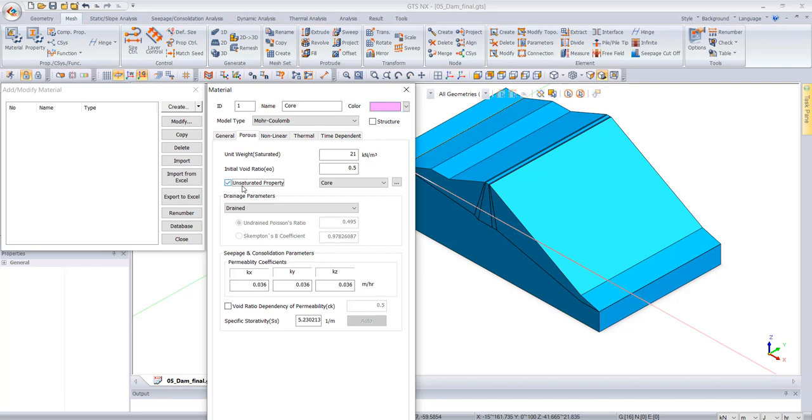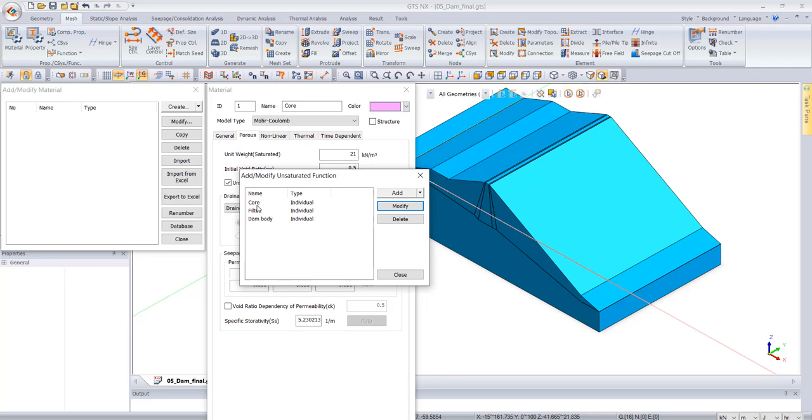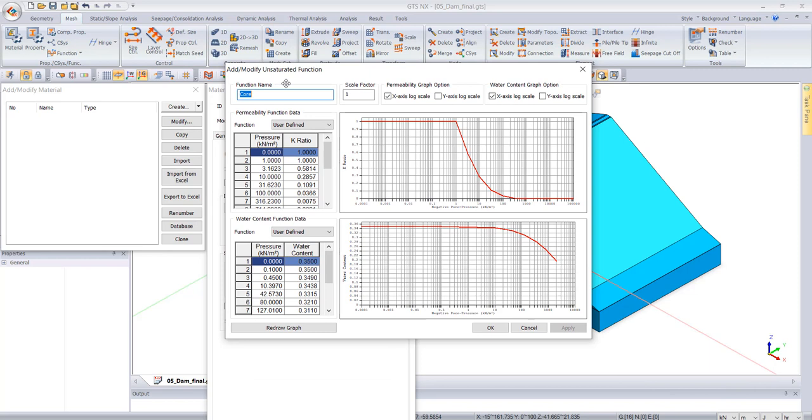So the unsaturated property, we will see what this is. Now I already predefined one for the core, filter and the body, but let's see what the unsaturated property is. If you go back to add and modify unsaturated property, you're going to find it's a function between the pressure and the permeability. When the pressure is zero, the flow is steady and nothing changes at all, so the coefficient of permeability ratio will be one. And when the pressure starts to increase, the coefficient of permeability will start to decrease.